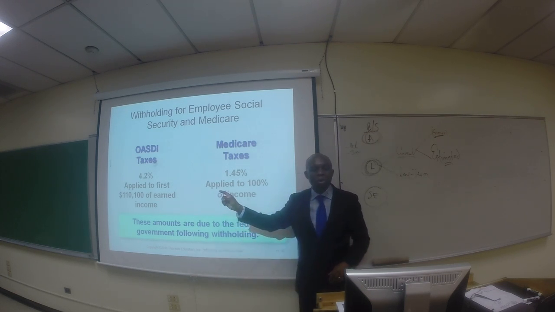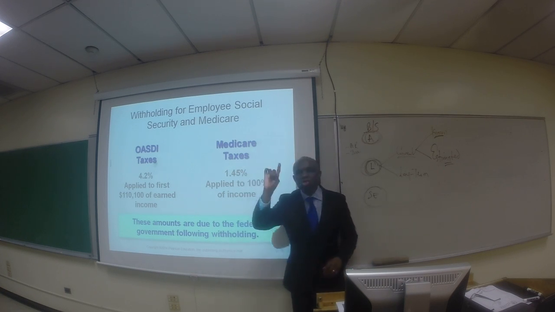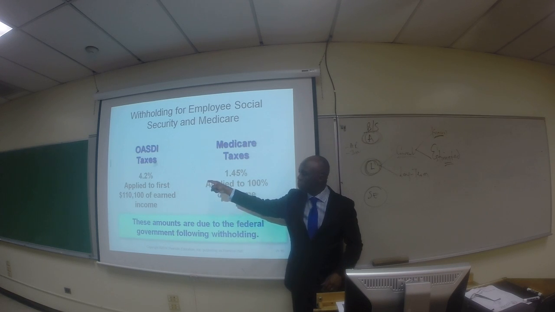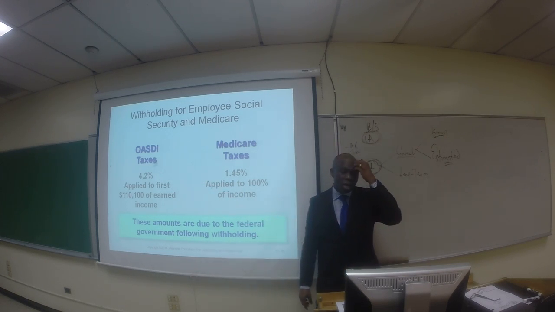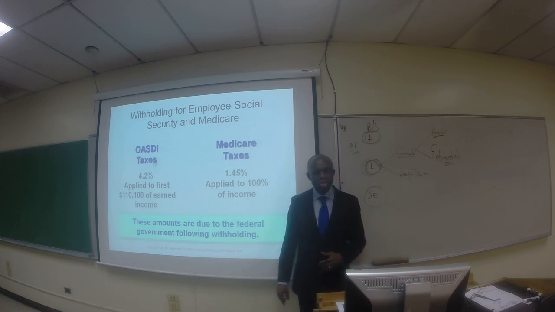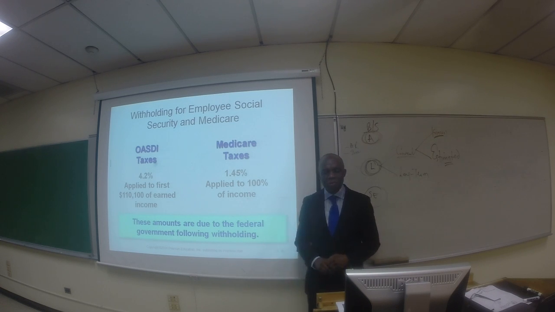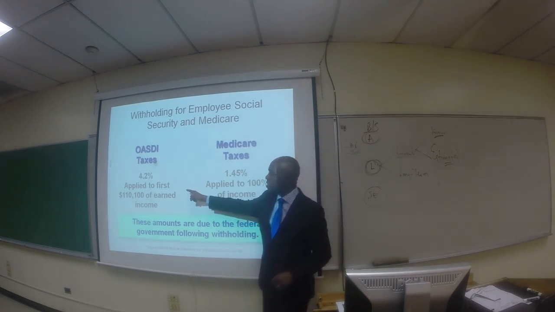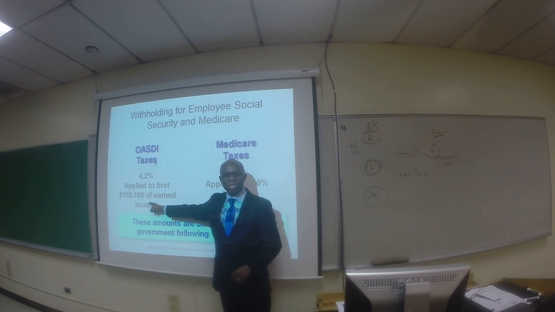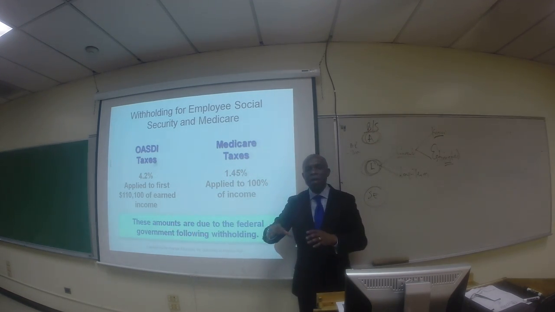It's divided into two: we have the OASDI and we have the Medicare taxes. For the year 2012 only, because for the most part it is different, the OASDI, which stands for Old Age Survivor Disability Insurance, is 4.2%. The Medicare tax is 1.45%. The 4.2% is applied to the first $110,000. That threshold is moved every year.